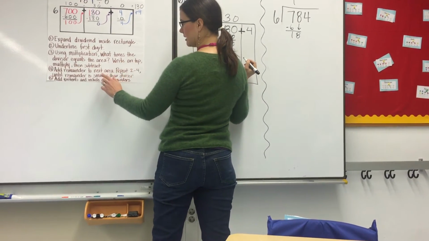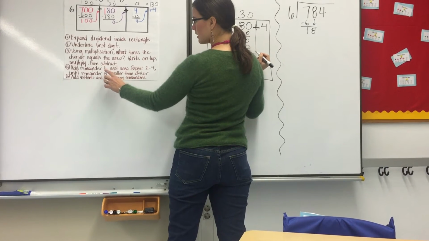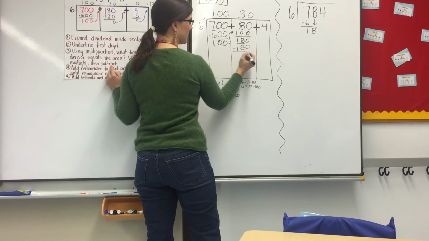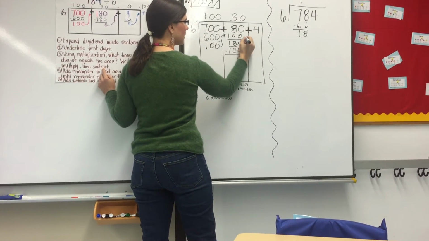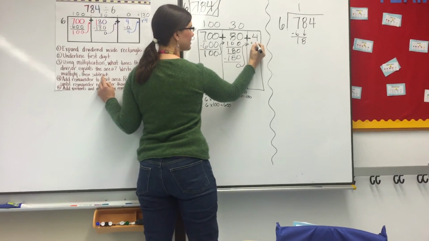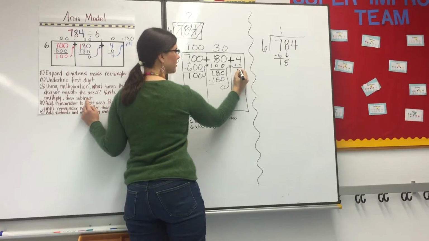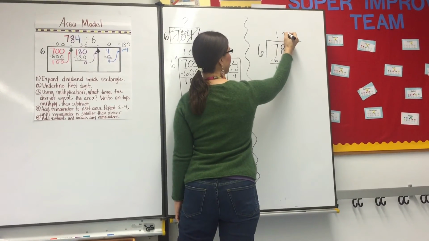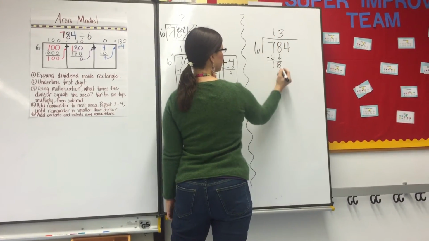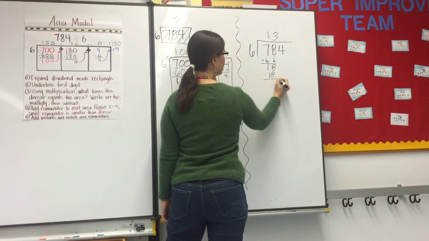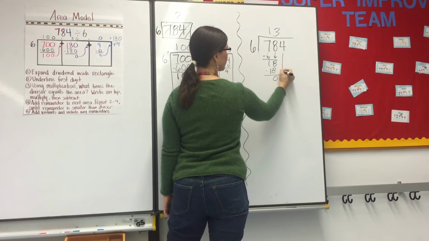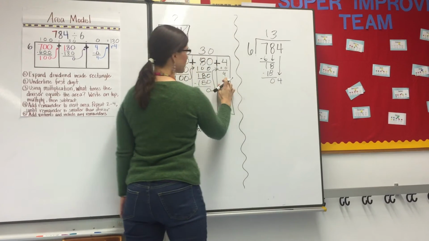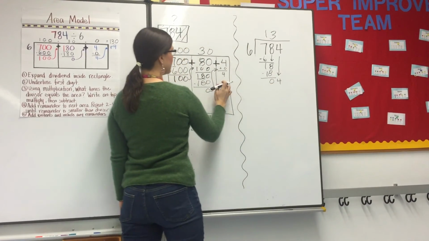My step says to subtract. 180 take away 180 is 0. Bring my remainder over here, add 0 to 4. 4 plus 0 is 4. Here, 6 goes into 18 3 times. 3 times 6 is 18. Subtract 0, bring down. So I'm still at the same spot.